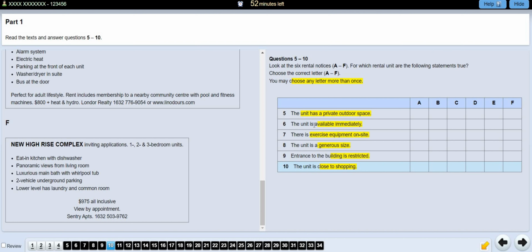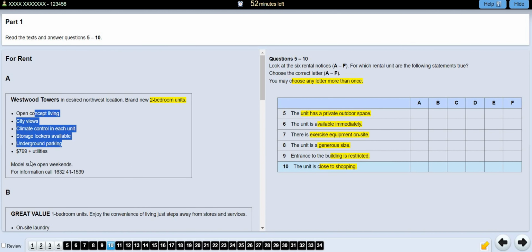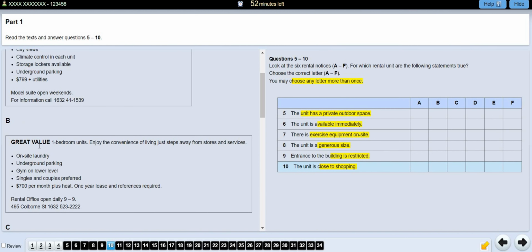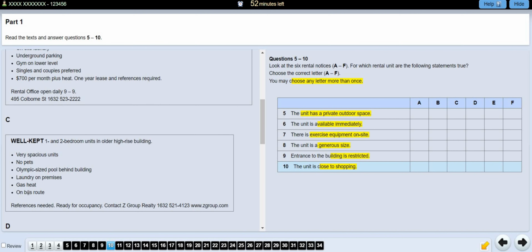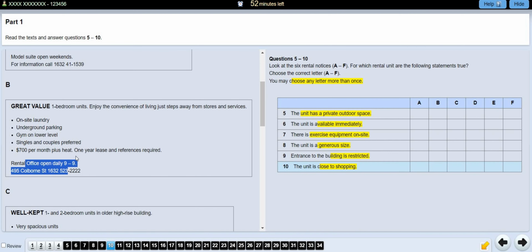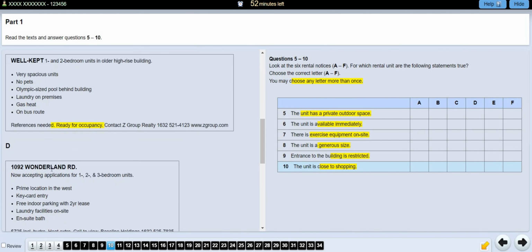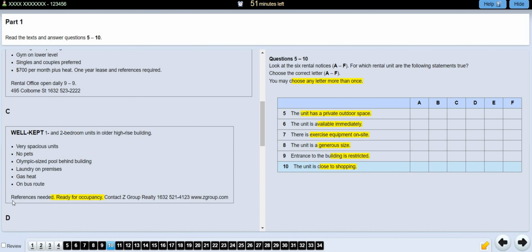The availability: the unit is available immediately. So those who want to move out quickly, they can. Immediately. Those who want to come and stay immediately. Ready for occupancy. Open daily and immediately. Ready for occupancy. Call to view. No, not available. Perfect for lifestyle. Ready for occupancy. Contact and come immediately. 1C, 6C.